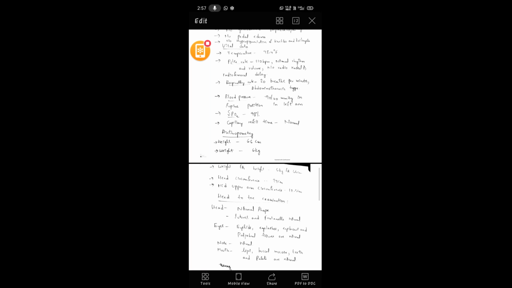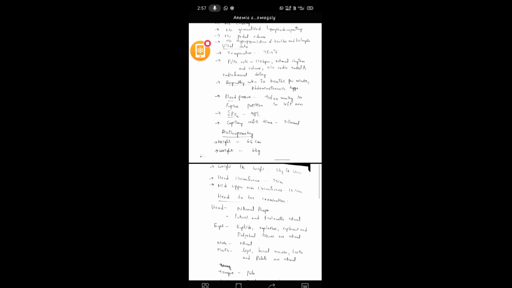Pulse rate 110 beats per minute, normal rhythm and normal volume. No radio-radial and radiofemoral delay. Okay. Respiratory rate is 30 times per minute, abdominothoracic type. Okay. Blood pressure is 90/60 mmHg, seen in supine position in left arm. Oxygen saturation is 98%. Capillary refill time is normal. Okay.